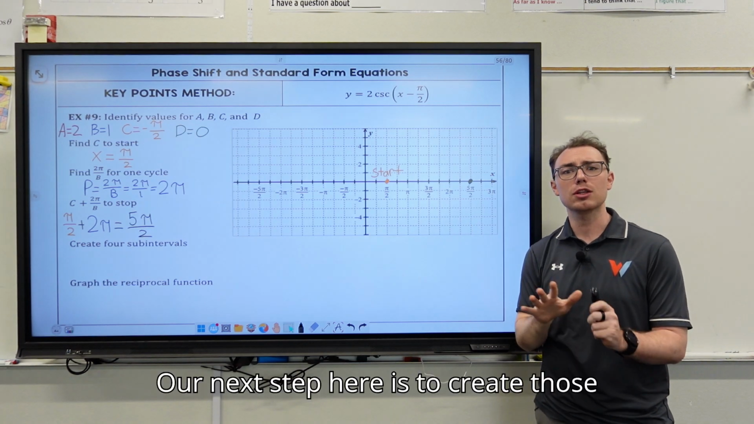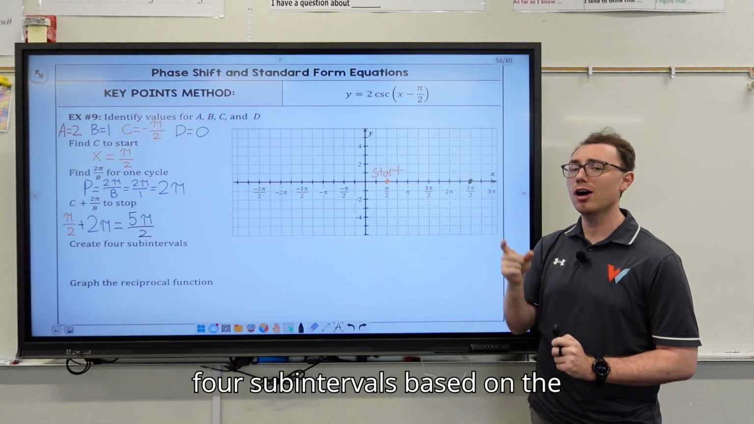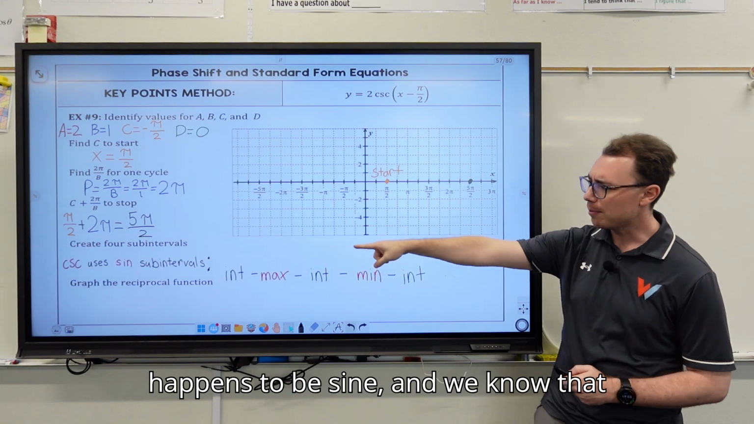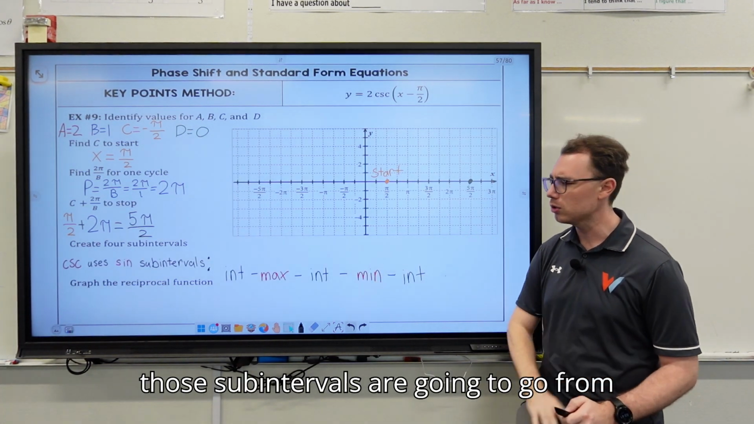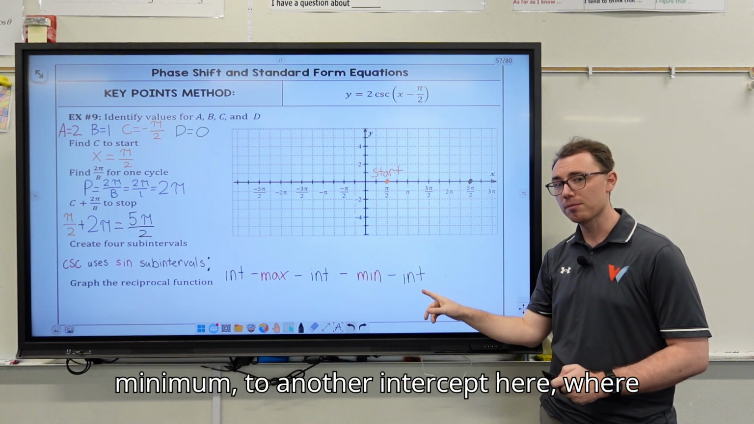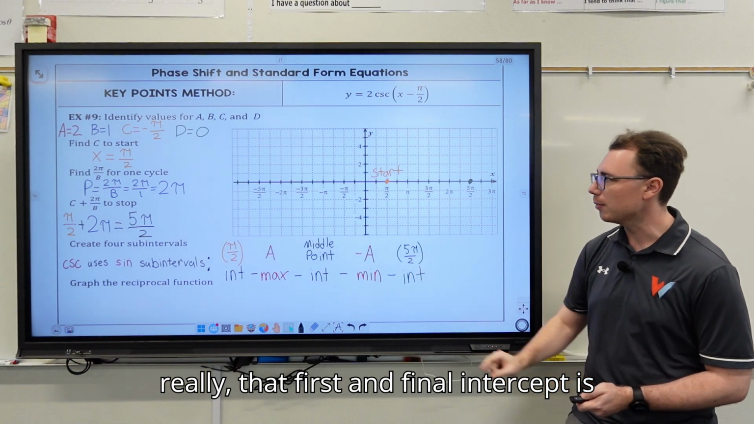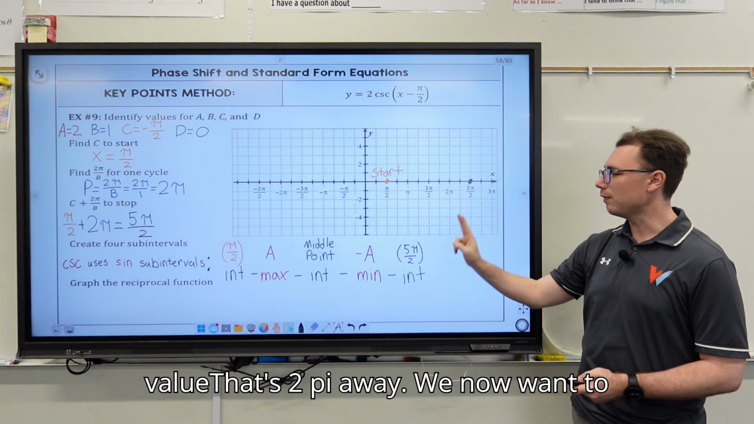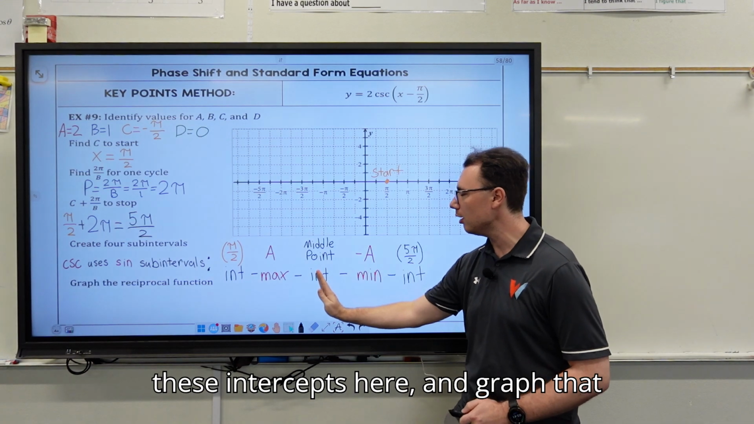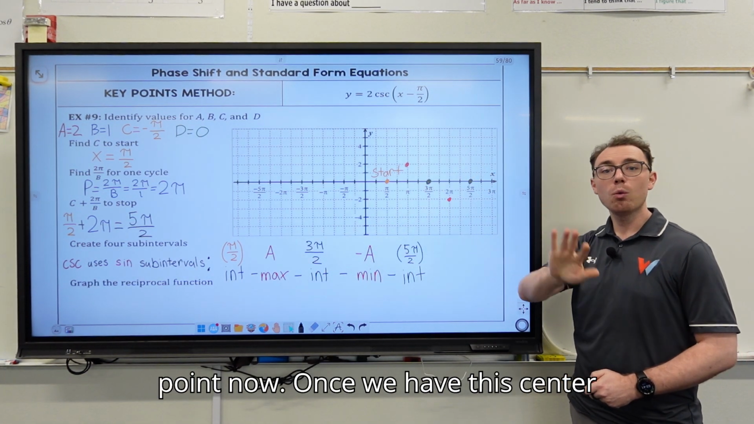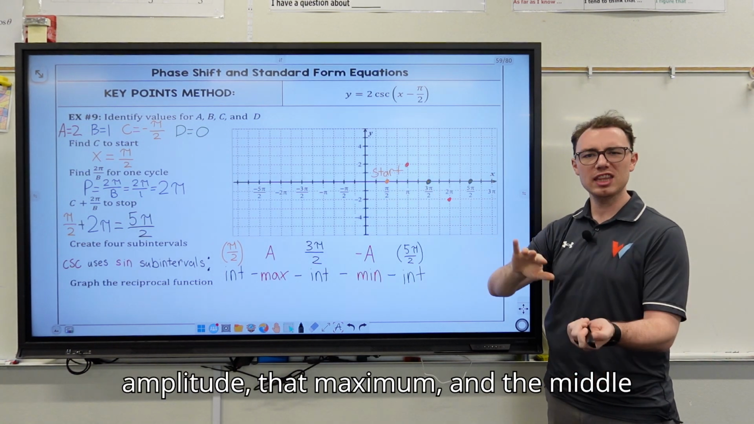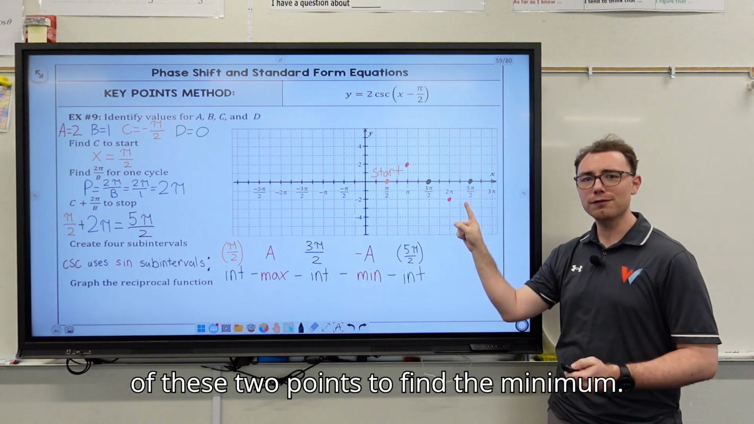Our next step here is to create those 4 subintervals based on the reciprocal trig function of cosecant. The reciprocal trig function for cosecant happens to be sine, and we know that those subintervals are going to go from the intercept, maximum, intercept, minimum, to another intercept here, where really that first and final intercept is just that start value and that final value, that's 2 pi away. We now want to find the middle point between these intercepts here and graph that point. Once we have this center point, we're able to find the middle of these two intercepts to find the amplitude, that maximum, and the middle of these 2 points to find the minimum.